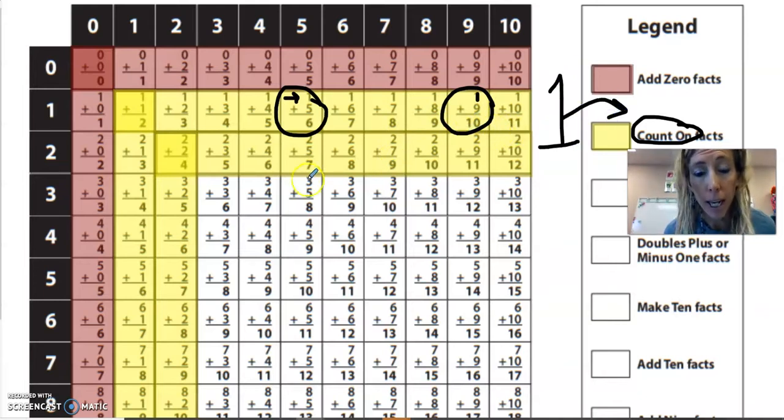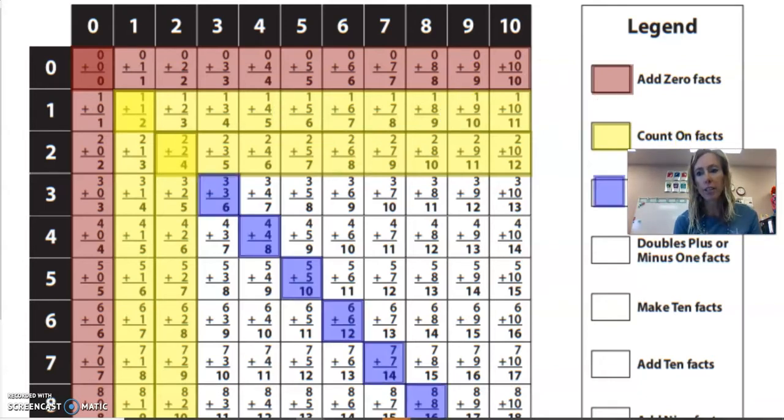Another number that I can count on would be 2. If I see 2 as an add-in, let's look at this one. There's a 2. And then it's being added to 6. So I'm thinking, what's 2 more than 6? So I'm going to start at 6, and I'm going to count on 2 more. So I'm going 6, 7, 8. Boom. There is my sum. Okay? All right, let's go to the next set of facts.